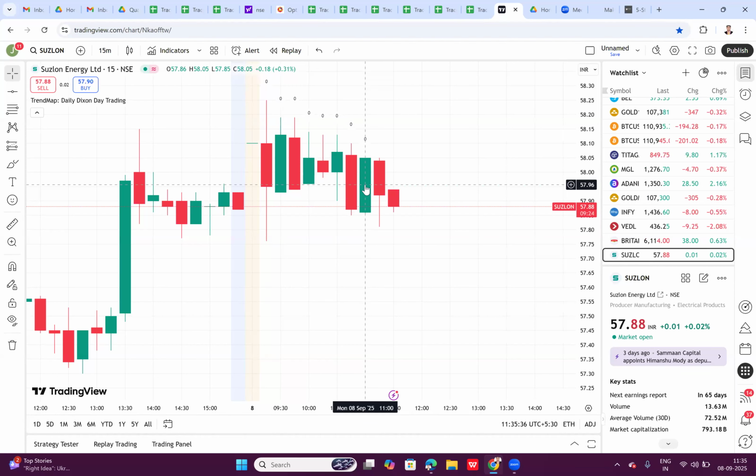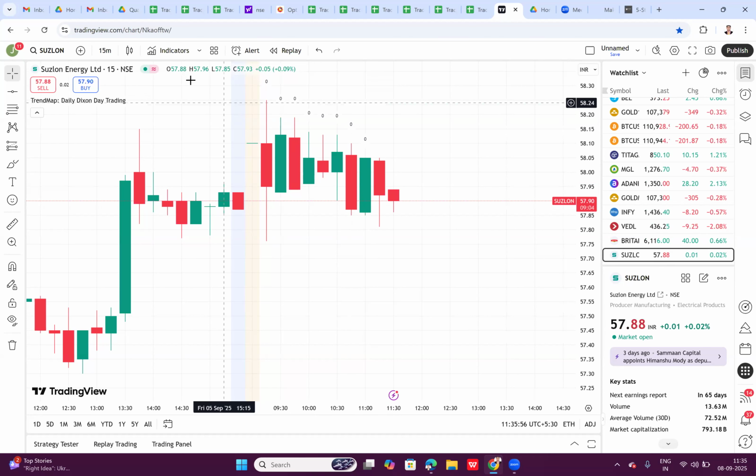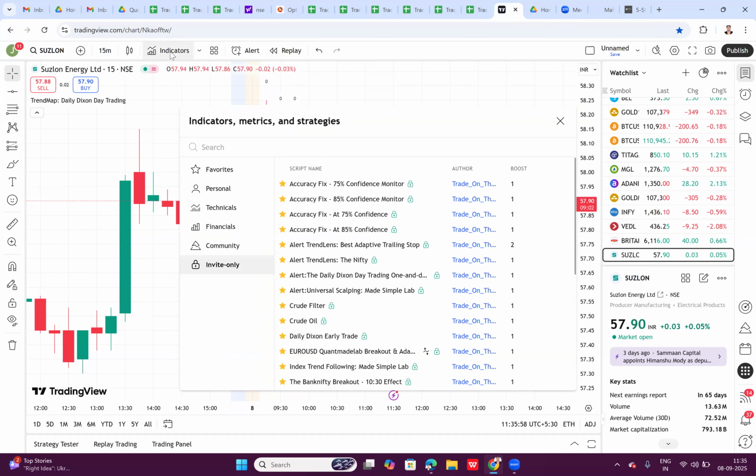If trade is not available in these three stocks, then we don't have to follow this Dixon indicator in any other stock, because ROI is higher in these stocks compared to other stocks. In other stocks, we have to apply other indicators. For all other stocks, we have separate indicators.